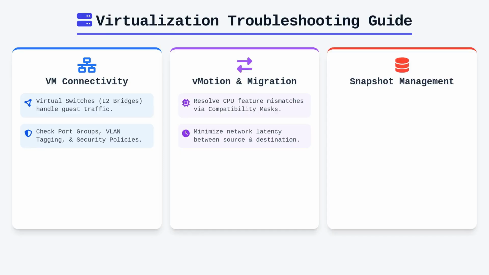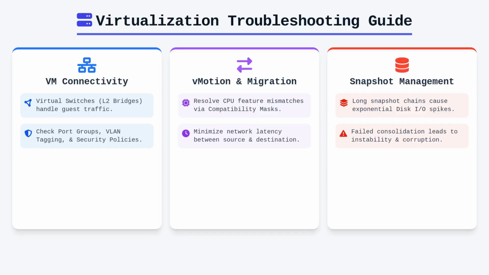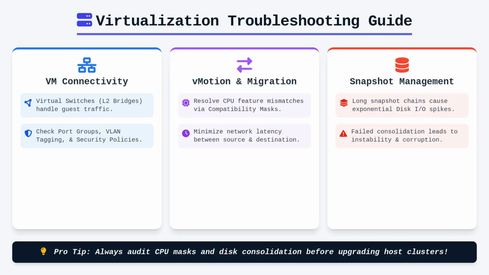Furthermore, snapshot management is a frequent source of performance decay. When snapshot chains grow too long or fail to consolidate correctly, disk I/O increases exponentially, eventually leading to potential data corruption or severe host-level instability.